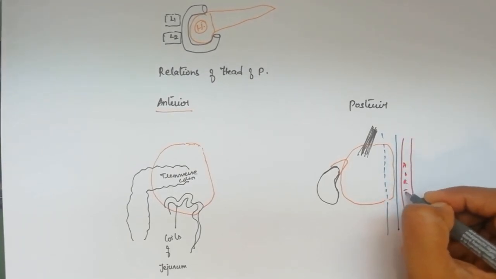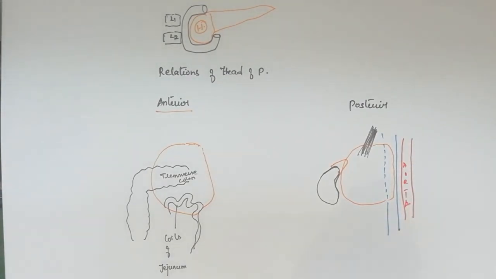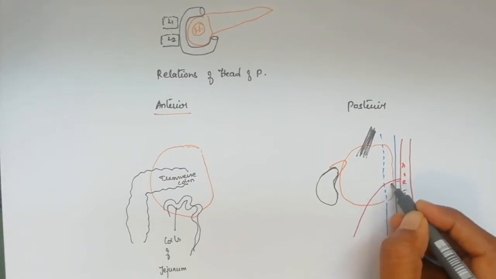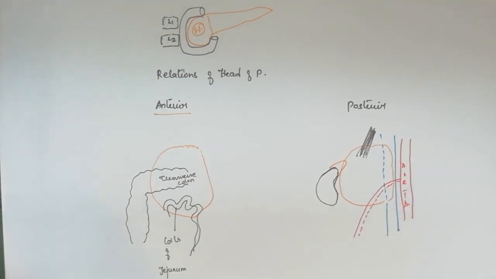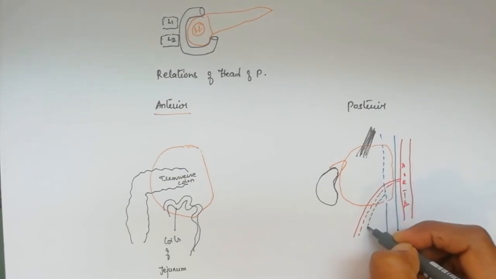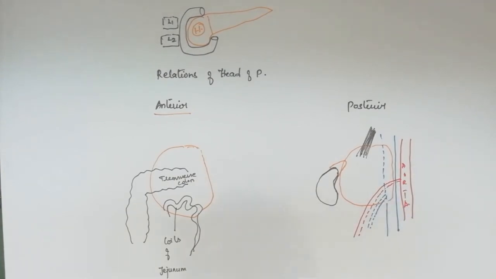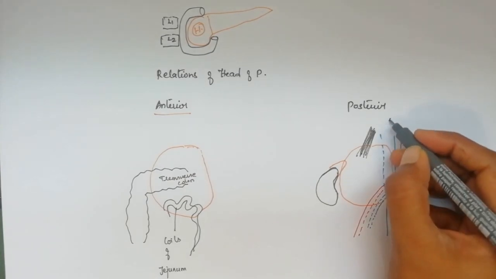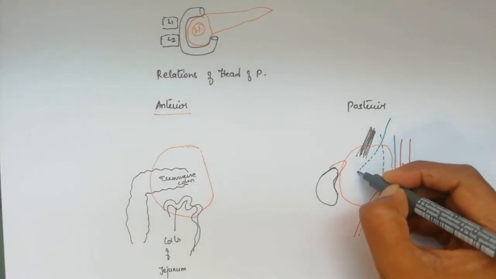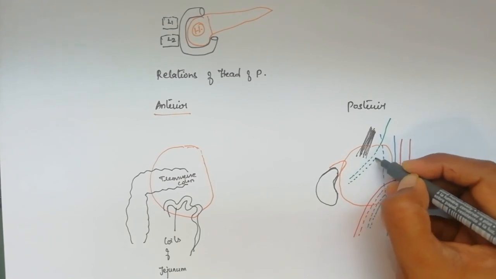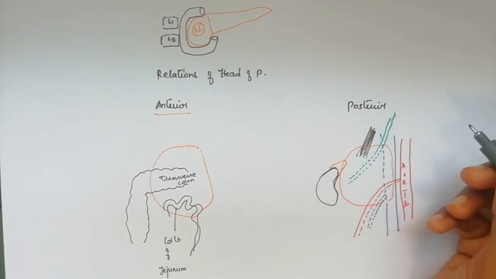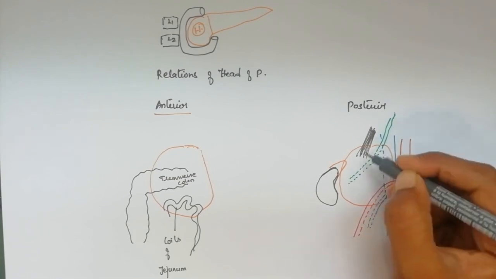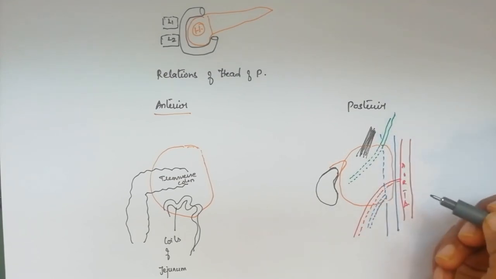So this is the aorta, which is not related over here. From the aorta we have some vessels extending, and those vessels are the right gonadal artery and the right gonadal vein, which is draining into the inferior vena cava, and will also be related. And then we have a duct which is passing posterior to the head of pancreas, and that is the bile duct. So these are the things related behind the head of pancreas.